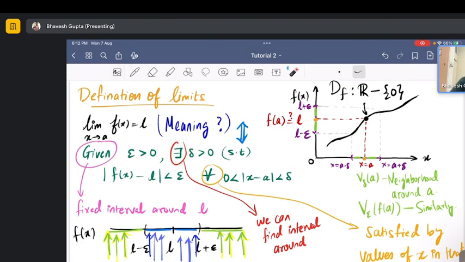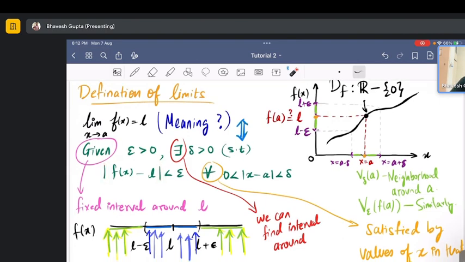This symbol represents exist, there will always exist an interval around the x-axis such that the distance between this f of x and the limiting value. f of x basically can be anywhere in the green portion. This f of x is any point inside this interval. And this modulus tells you the distance of the function from the limiting value. Here is your limiting value, and here all the f of x are.